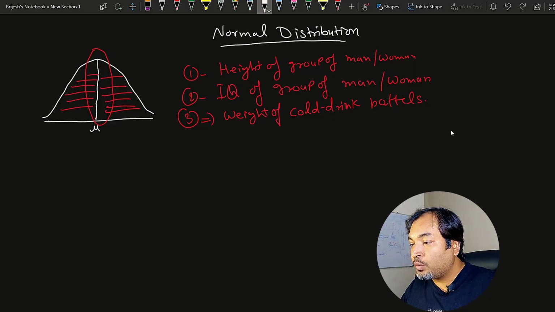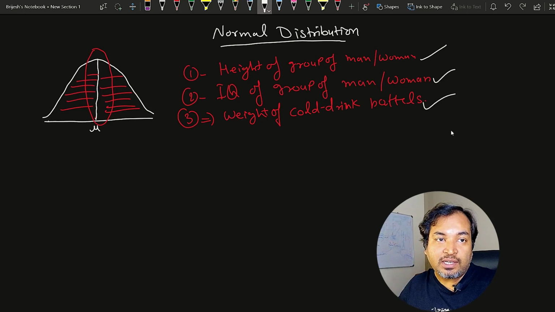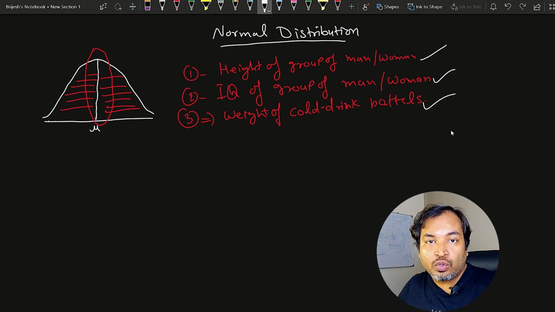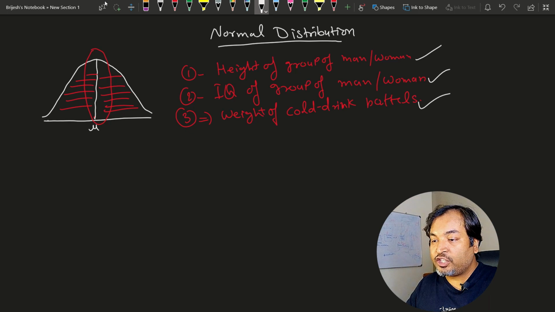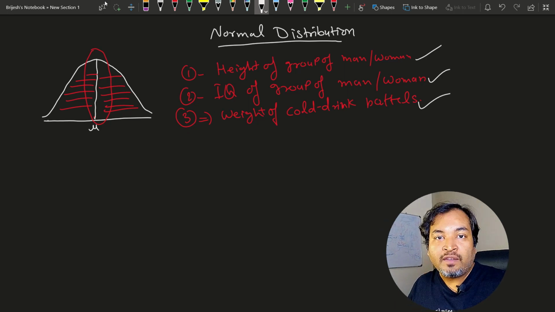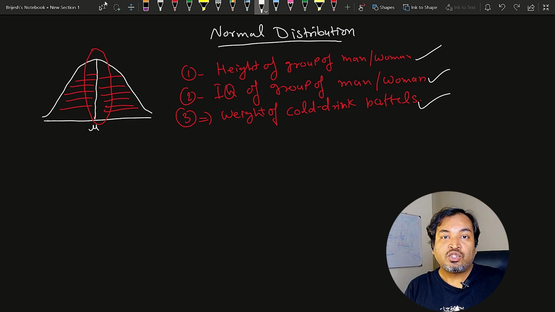There are a few examples we can take: the height of a group of women, the IQs of a group of women, and the weight of cold drink bottles. These are examples which follow the normal distribution. If you observe the distribution, it's mainly symmetric around the mean, median and mode, which coincidentally are the center of this curve. There are many interesting characteristics of this normal distribution.